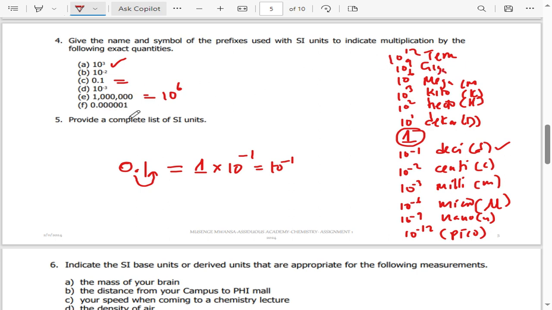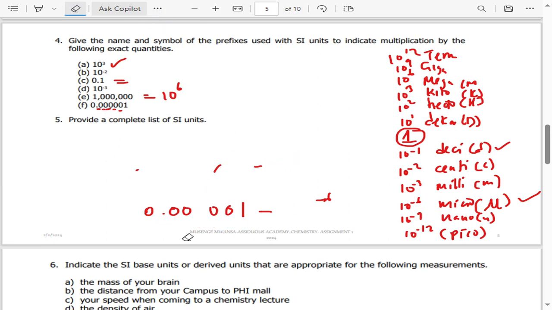And then for this one, how many numbers are here in front? 1, 2, 3, 4, 5. So I'll write 0.000001. So I move the decimal point 1, 2, 3, 4, 5, 6. So this number is the same as 1 times 10 to the power negative 6, which is just the same as 10 to the power negative 6, and that is a micro. So that is it for this one.